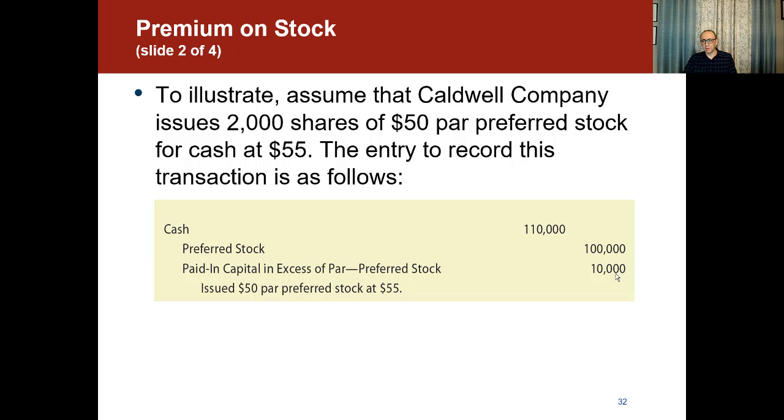I just want to let you know that $10,000 is still part of the contributed capital. It's not something different. It's just an additional amount paid on top of the par value of the preferred stock. So we credited the preferred stock and its related paid in capital in excess of par preferred stock account, and then the total is 110. We're going to debit cash for the same value, which is the $110,000.